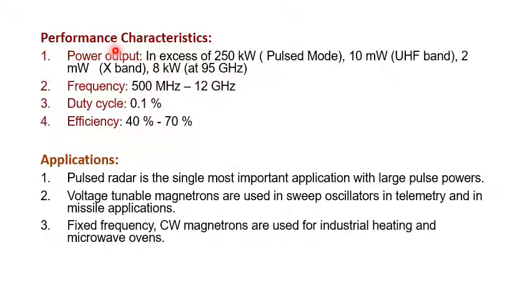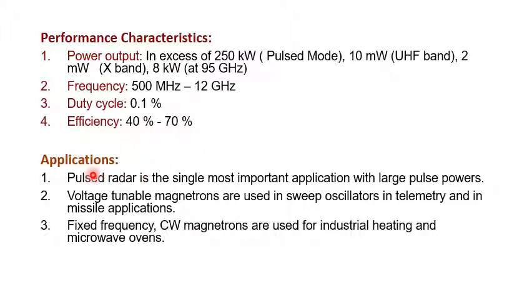Now to conclude, we will look at the performance characteristics of the magnetron. So it is capable of generating a power output of 250 kilowatts in the case of pulsed mode operation, and in the UHF band, it is capable of generating power up to 10 milliwatt and 2 milliwatt for the X band. In terms of frequency, it is 500 megahertz to 12 gigahertz, duty cycle of 0.1%, and the efficiency that can be achieved is approximately 40 to 70%.